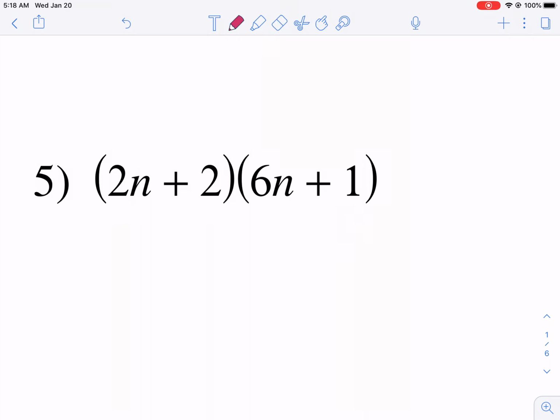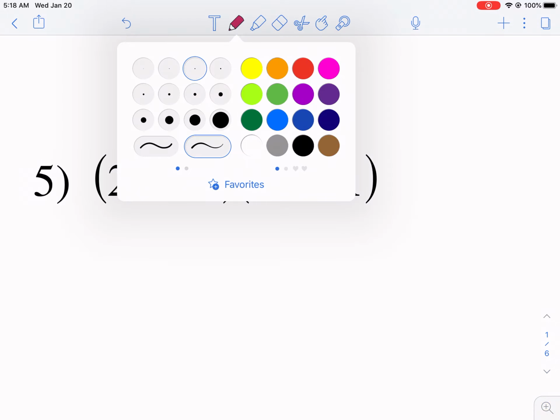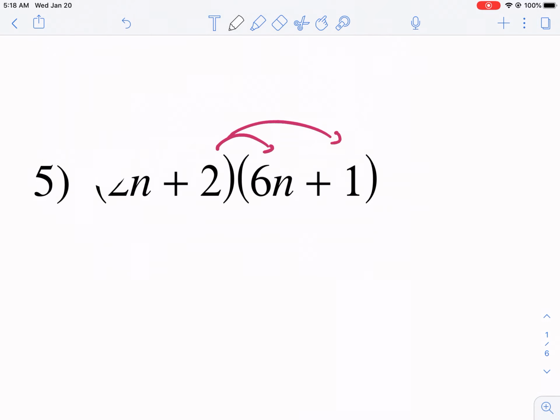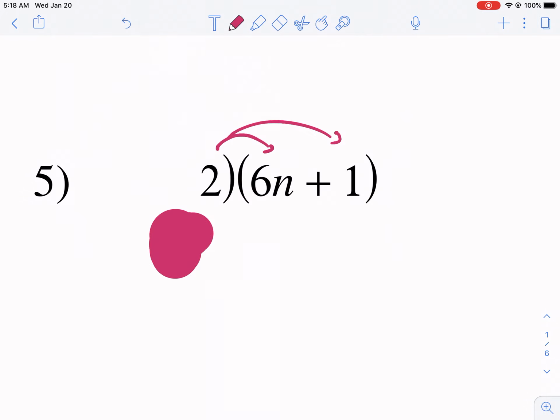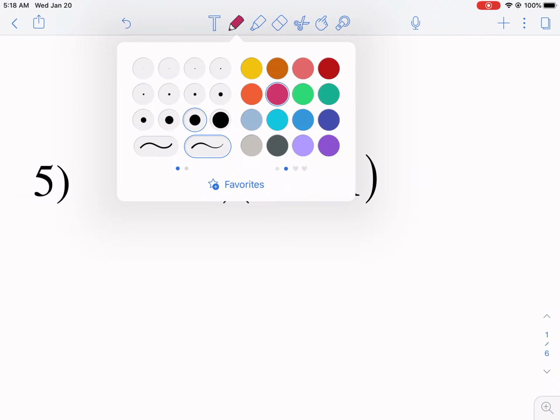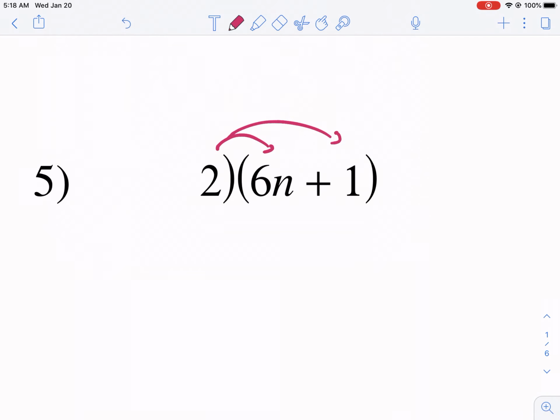Now, like before, what we did is we multiplied. Just imagine that this is gone. If we just had the 2, we would distribute just like before. So we do 2 times 6n, and we get 12n and then plus 2.